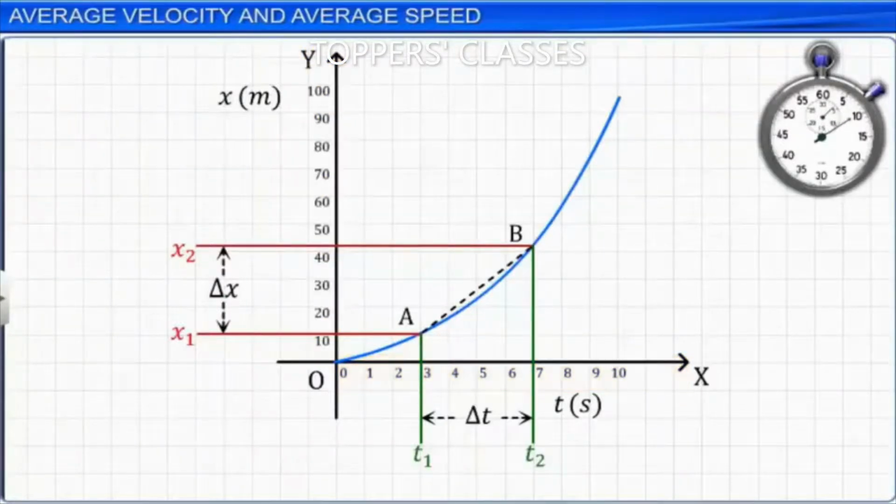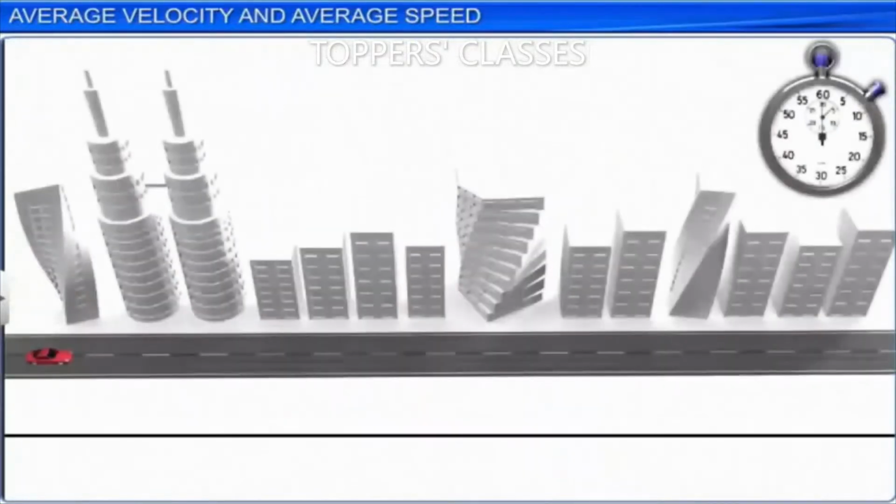For example, when a car is traveling on a straight road, the velocities at various instances of time, say t1, t2 and t3, are taken as v1, v2 and v3 respectively. Then the average velocity is the average of the three velocities recorded.